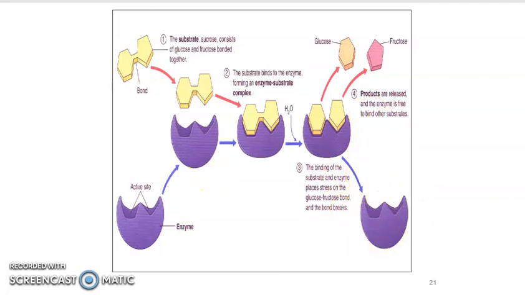Okay, so this is about activation energy. How enzyme lower activation energy. Okay.